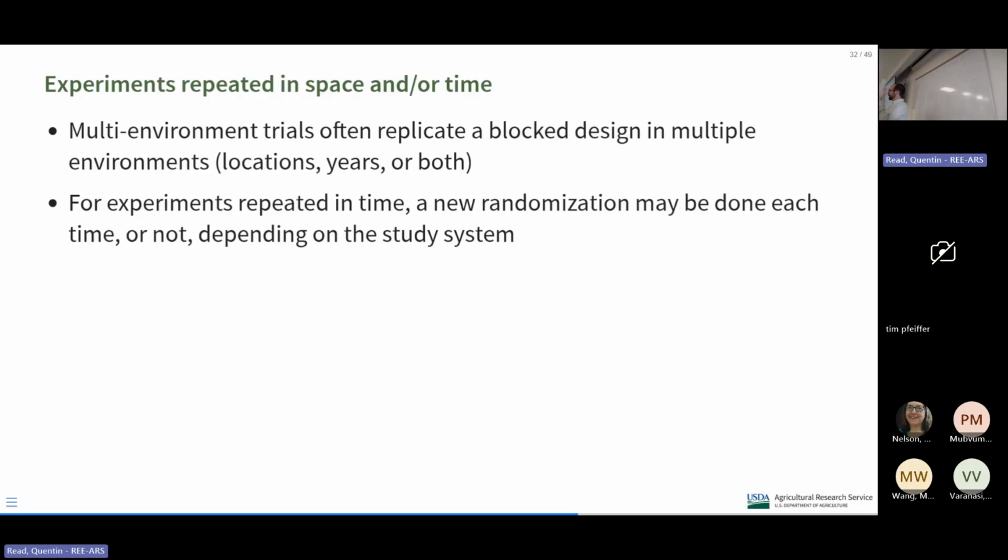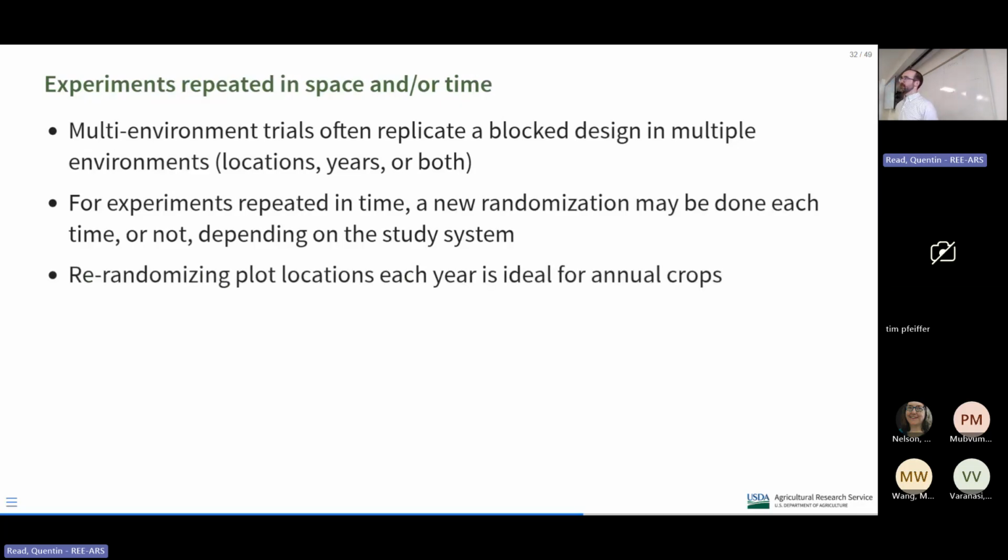usually if you have the same randomization in multiple places or times, you want to re-randomize every single time if you can. And if you have an annual crop, for example, that's what you'd usually do.